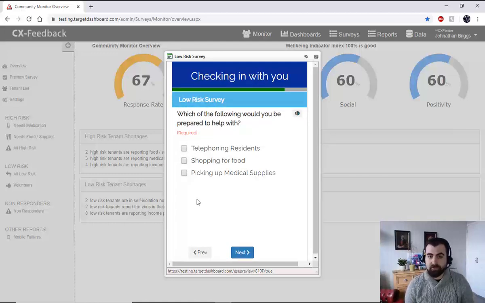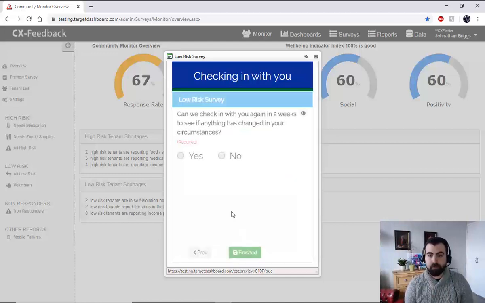All of these questions are set for the moment, but can be customised to a certain degree given what the availability of these things are for the particular housing association that we're onboarding. So we can customise most aspects of this to exactly what you're going to need over time. Then we ask again for an opt-out. Can we check in with you again in 2 weeks' time?